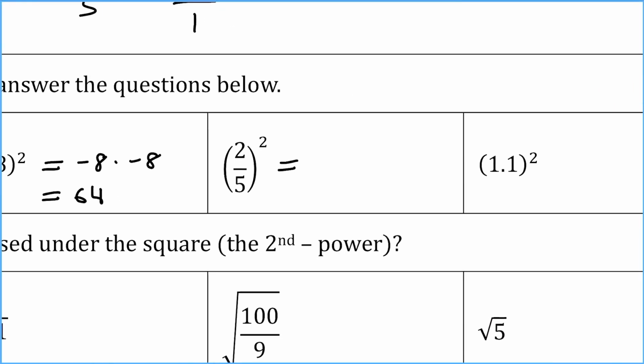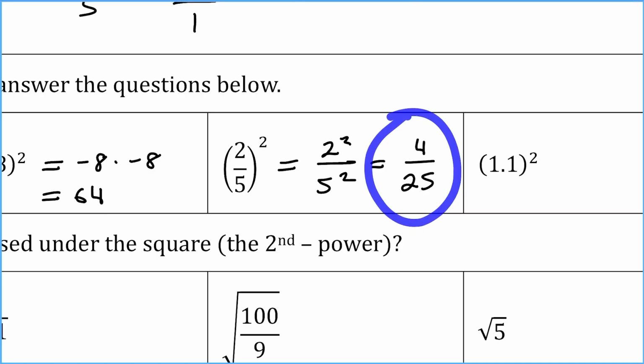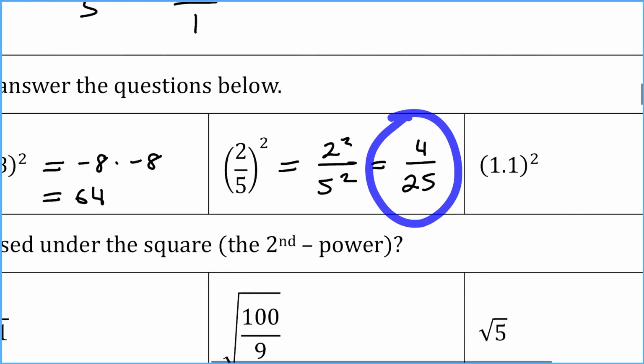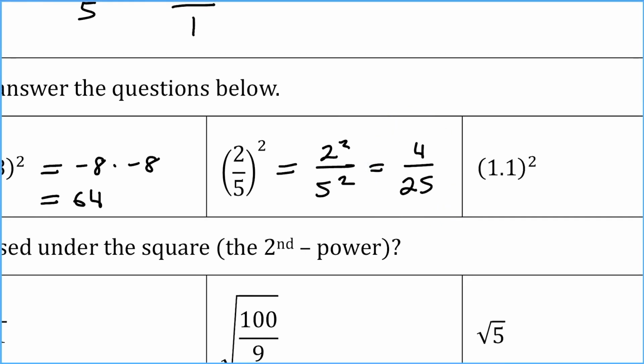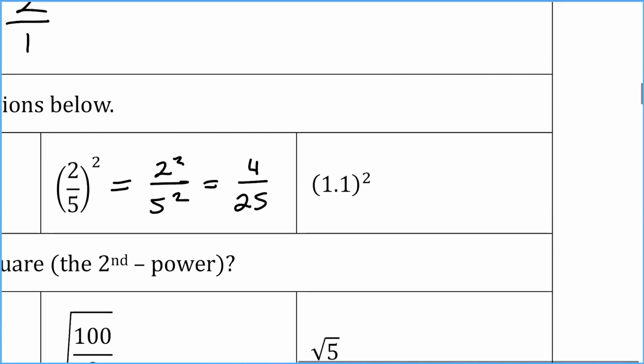2 fifths squared, that would be 2 squared over 5 squared, which is 4 over 25. Now, is 4 over 25, is that not a rational number? No, it is rational, right? It's a fraction, so we haven't broken out. And then 1.1 squared, that's going to be 1.21, right? I think 11 squared is 121, so 1.1 squared will be 1.21.